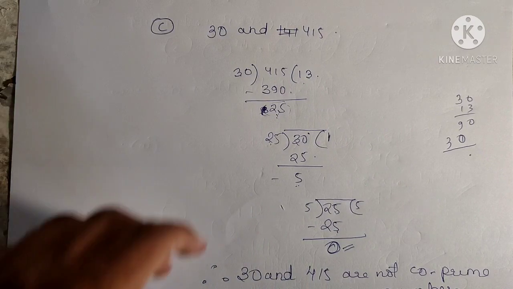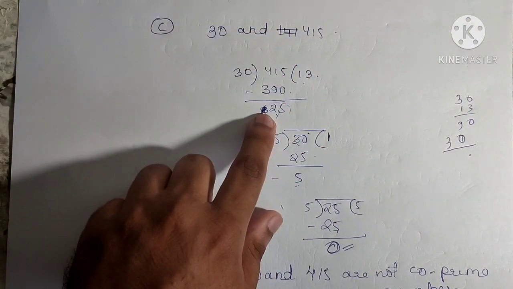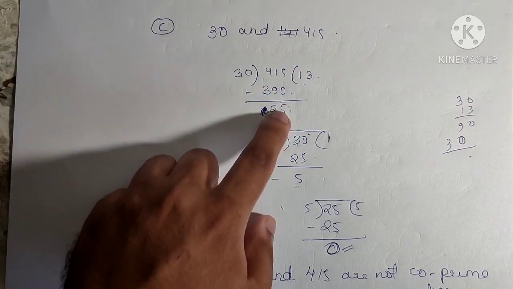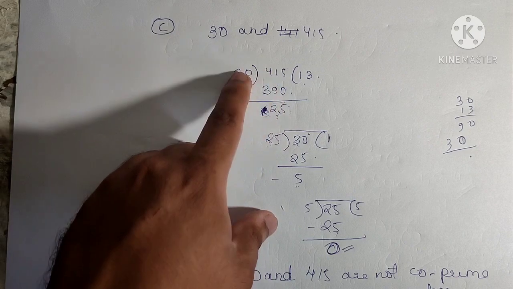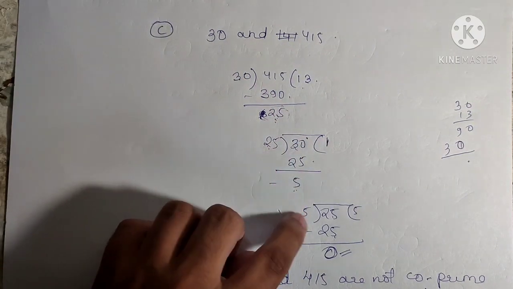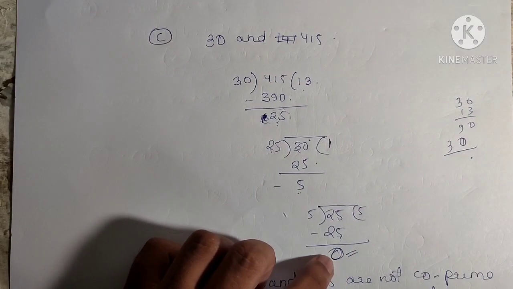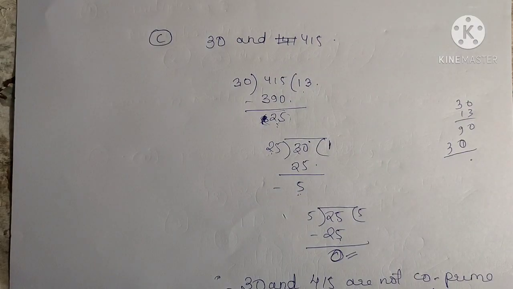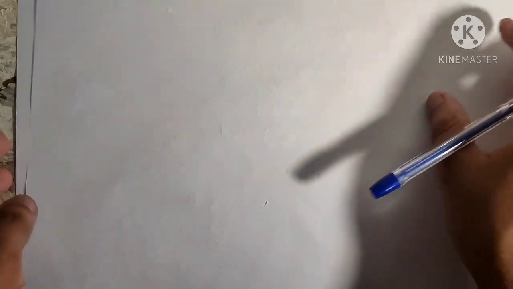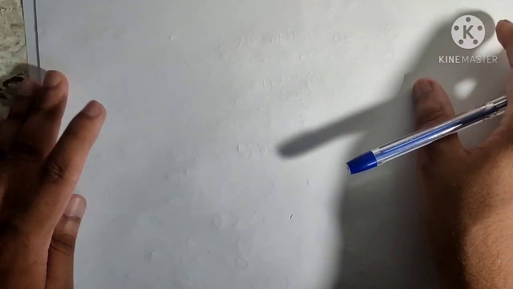Similarly, see what you have done, you simply divide them and see what you are getting. If our remainder is smaller than the quotient, we will continue dividing it. See here, 25 is smaller than 30, so we continue dividing them. Here also 5 is smaller than 25, so we continue dividing them. That is why at last we are getting 0. If we are getting 1 only, then we will say that they are co-prime numbers. Otherwise they are not co-prime numbers. Easy to understand, I think. So D, E and F will be your homework. You try yourself. Next we'll process number 6.